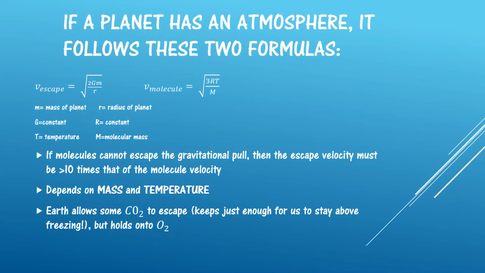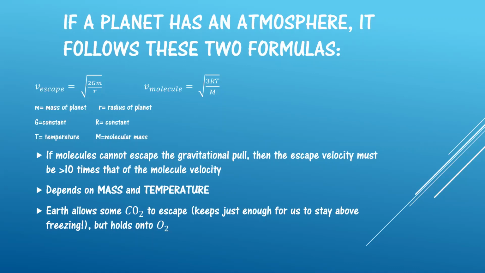So if a planet has an atmosphere, it follows the two formulas below. There's the escape velocity and the molecule velocity. And these together you measure the planet. They both have a constant. So the R, capital R and the capital G on both of these are constants. And then you just plug in the mass of the planet and compare it to the radius of the planet. And then also it depends on the mass and temperature. These are the two big things. They have to even follow the two formulas for the atmosphere to happen.